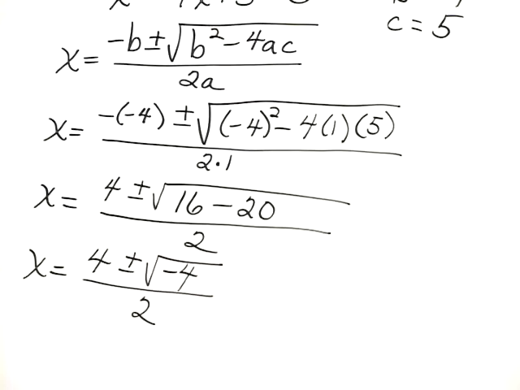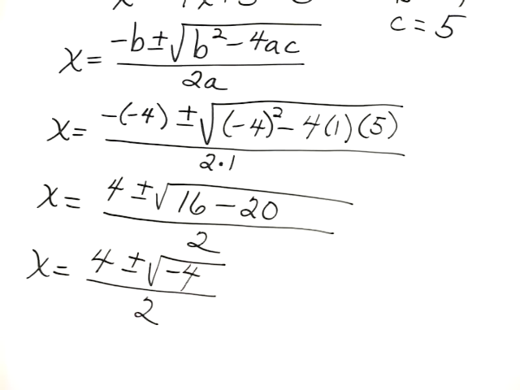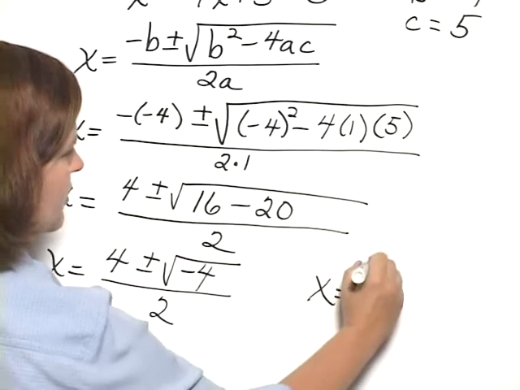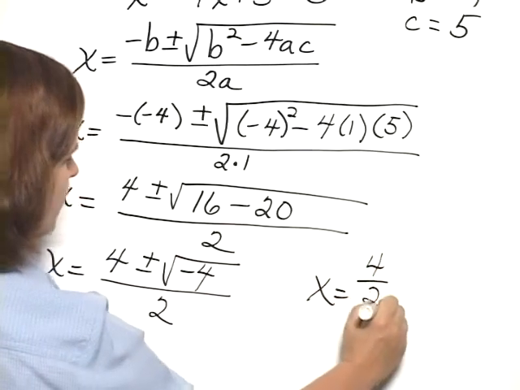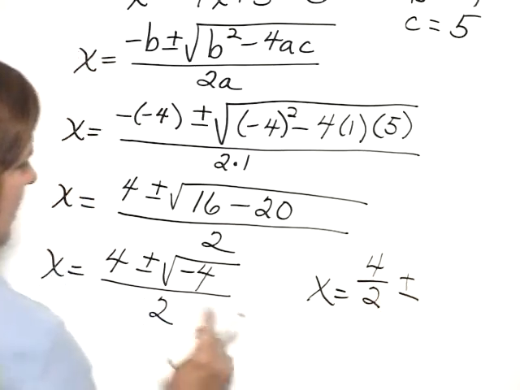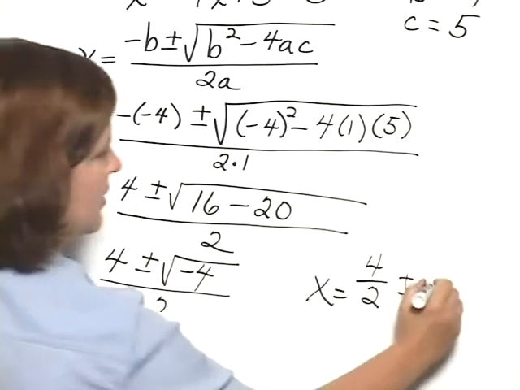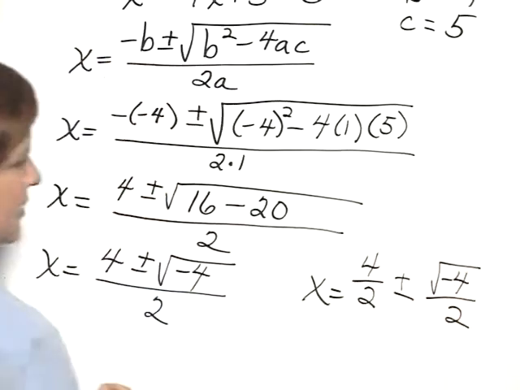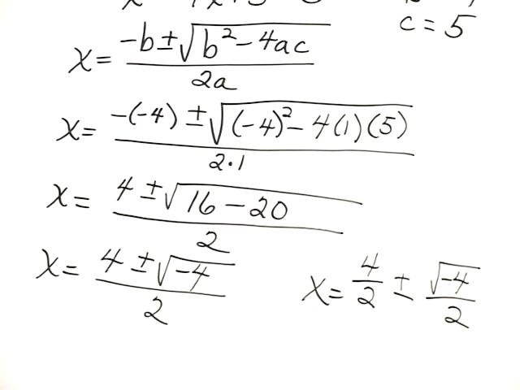Now we're going to be able to simplify this just a little further, and to do that, let's separate the 4 and the 2 here, and let's write this as x equals 4 over 2, and then the plus or minus, and then we'll write this over the denominator, the square root of negative 4 over 2. This just makes it a little easier to simplify.